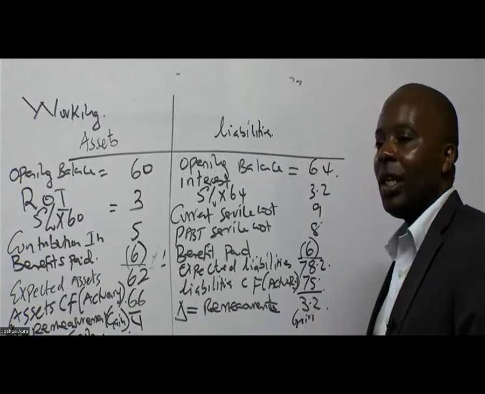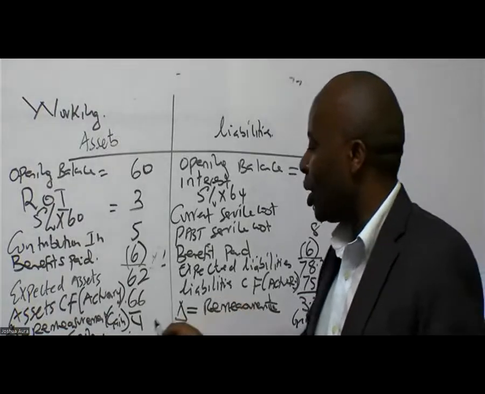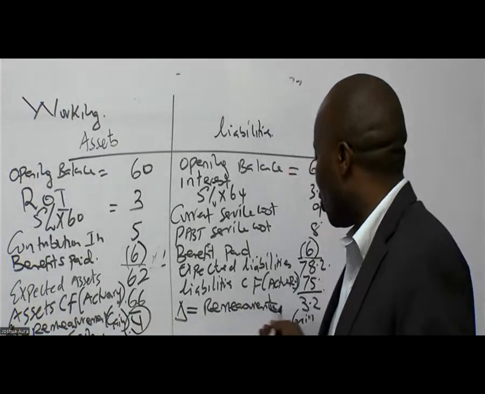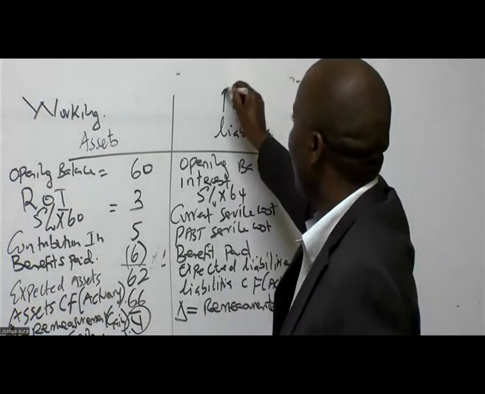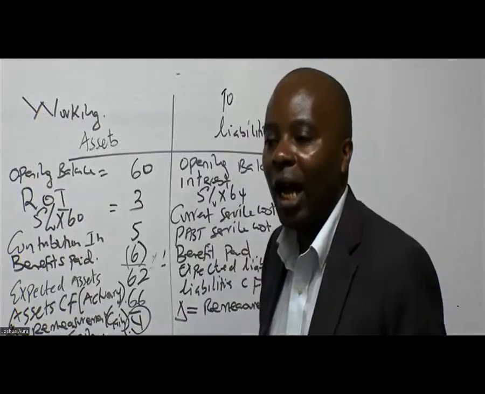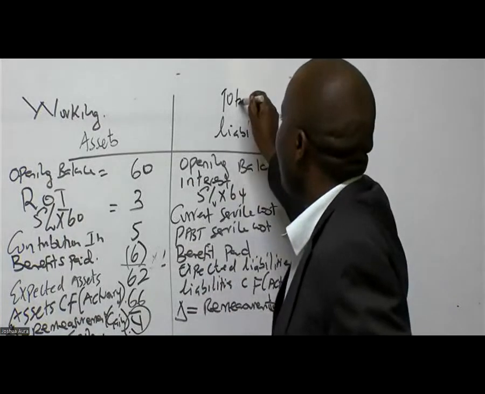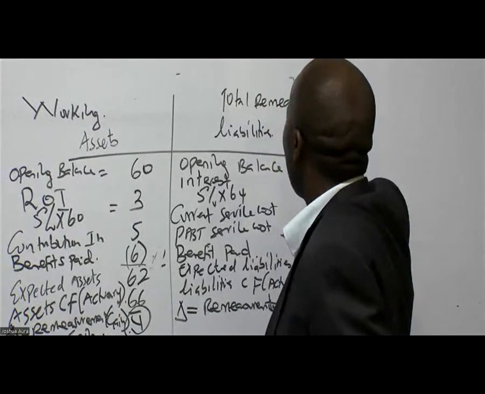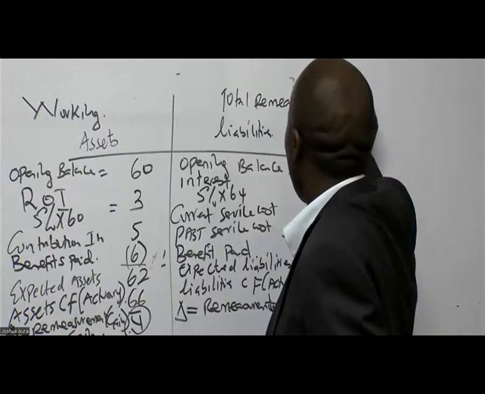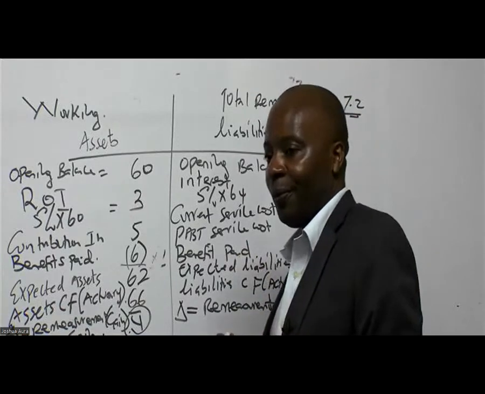So then could you kindly give me the total remeasurement? The total remeasurement will be 4 plus 3.2. So mention somewhere there, total remeasurement, which will go to my OCI, other comprehensive income, will be 7.2, which is 4 plus 3.2.